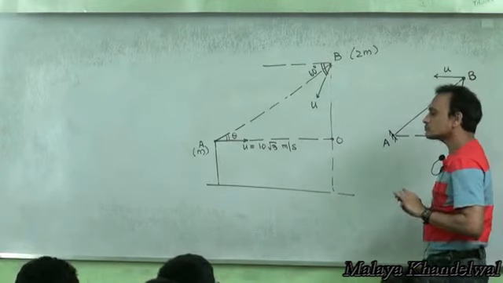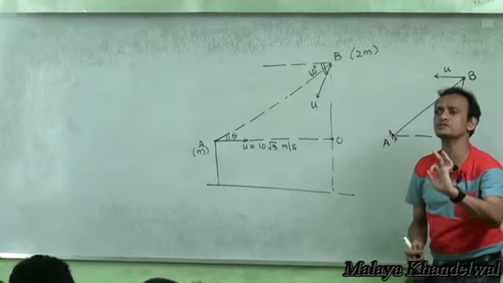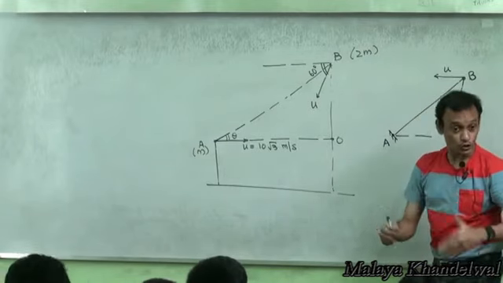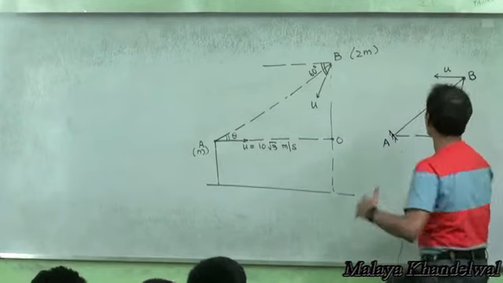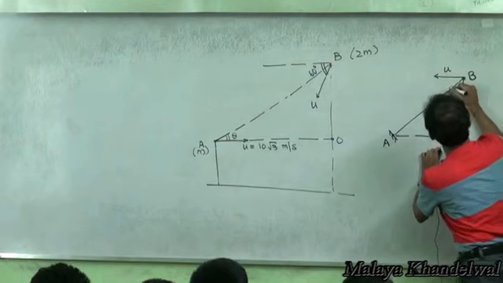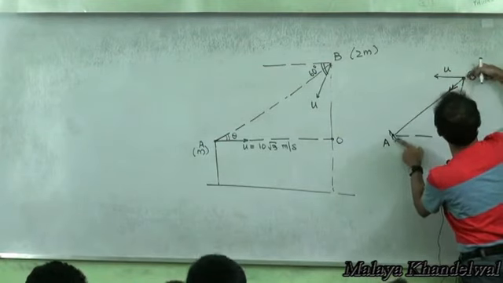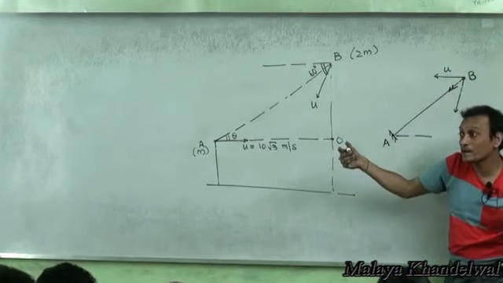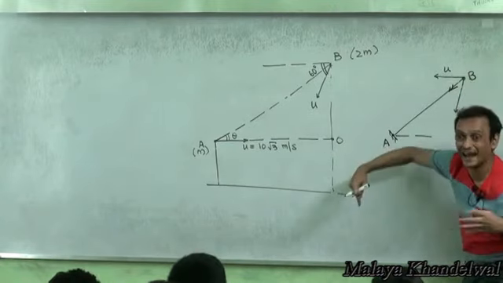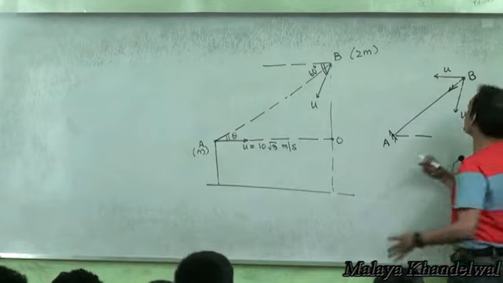Now, it's also given that in addition to this, there is a collision occurring between B and A. If a collision has to occur between B and A, realize that the resultant velocity of B with respect to A must be along BA. That means the resultant of this u and this u must be along BA here, right?